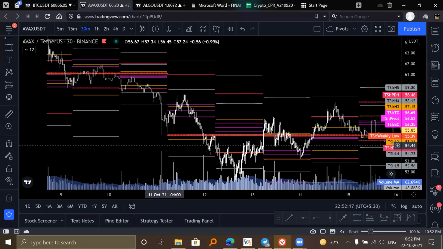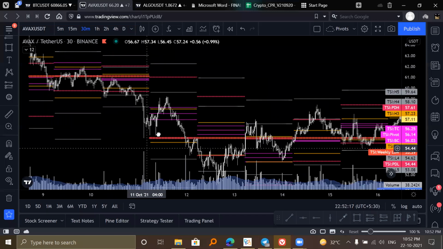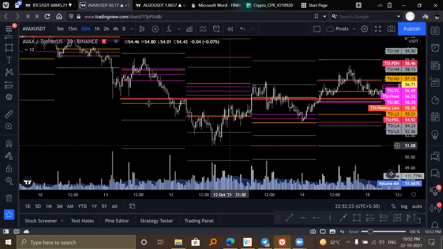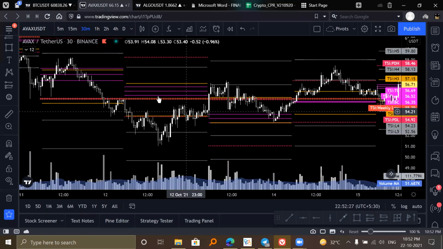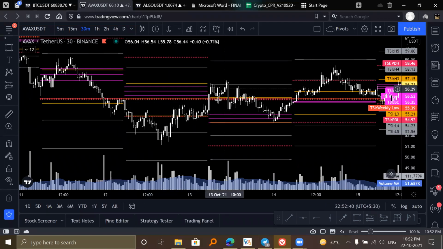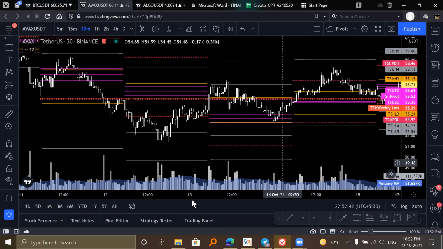Yeah, here we have got this crypto USDT. So this was 12th of October. Pivots were derived from the 11th of October's data, and you can see that this level was not tested. This CPR level was not tested on 12th of October. On 13th of October, this acted like a resistance.